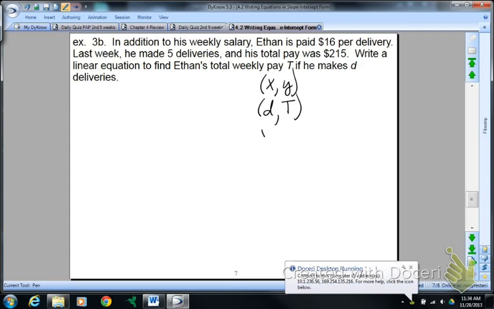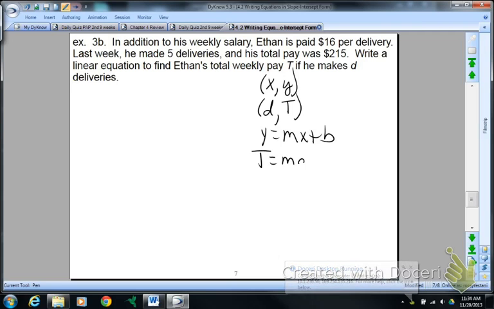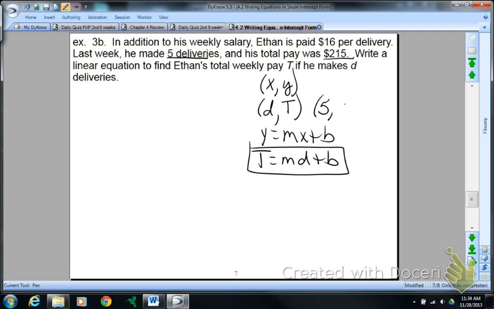So instead of Y equals MX plus B, it will be T equals MD plus B, right? So do we know our slope, our M? Yes, it's 16. But what we don't know is our total pay, and we don't know our y-intercept. Could we plug in some things? Could we make this 5 deliveries and total pay was $215? Could we put that in an ordered pair? 5 deliveries, total pay is $215. Could we think of that as an ordered pair? Okay, and then plug it in.